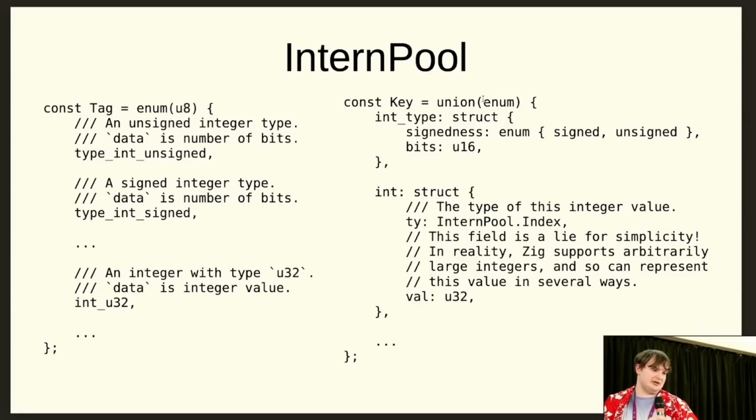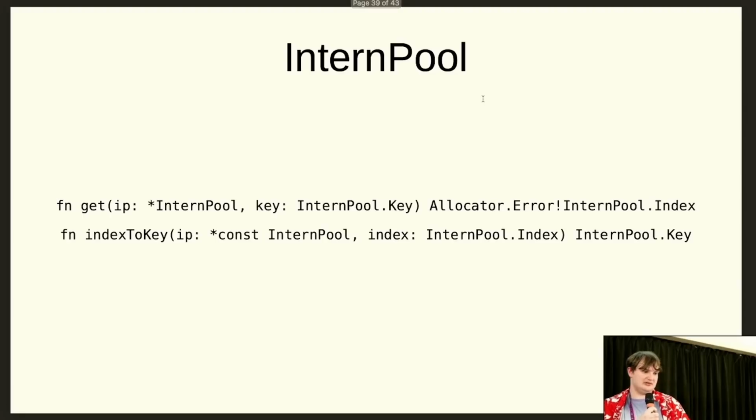And we have the same kind of thing for integers below. So in this case, the integer also has a type. So it contains another index. There's a kind of nesting happening here. But the point is you have this convenient, easy to work with representation. And then the intern pool API is just these two functions, which convert in one direction or the other.